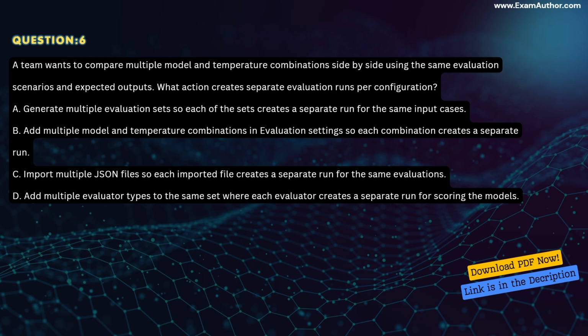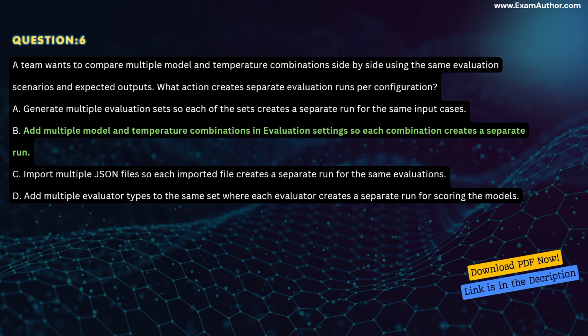B. Add multiple model and temperature combinations in evaluation settings so each combination creates a separate run. C. Import multiple JSON files so each imported file creates a separate run for the same evaluations. D. Add multiple evaluator types to the same set where each evaluator creates a separate run for scoring the models.